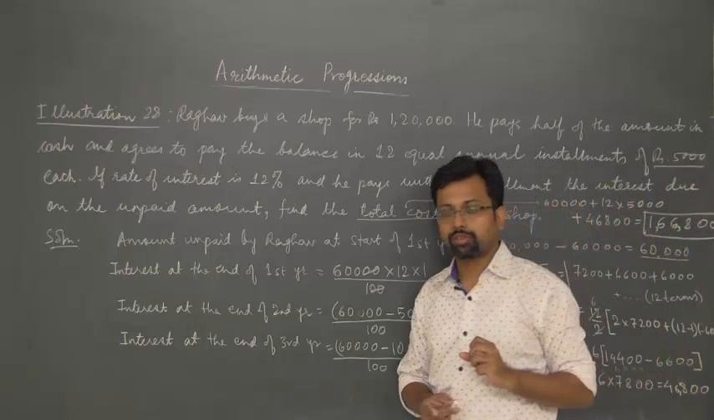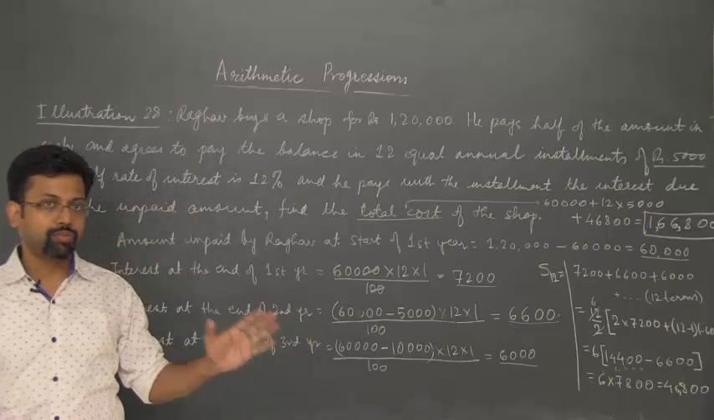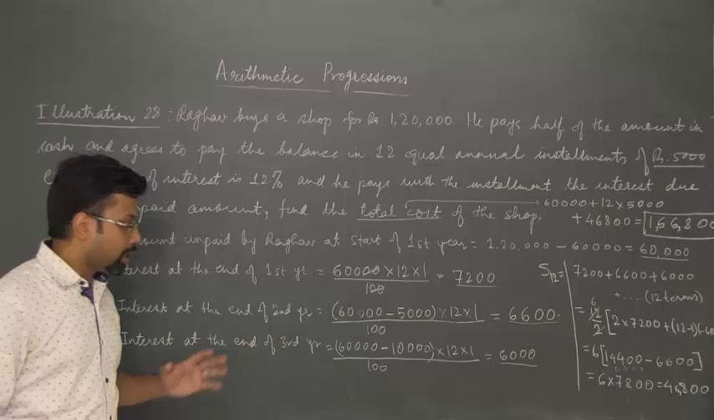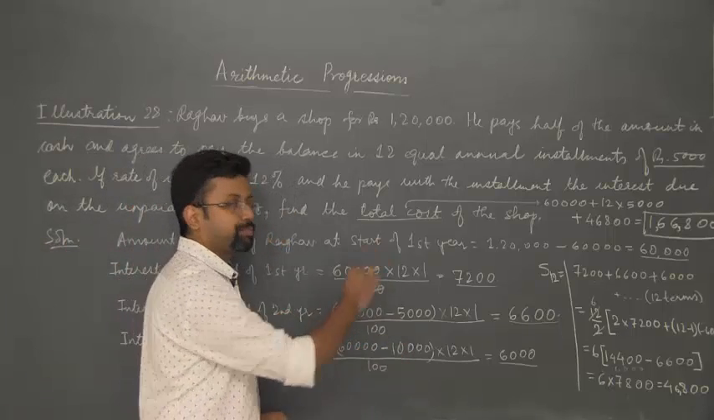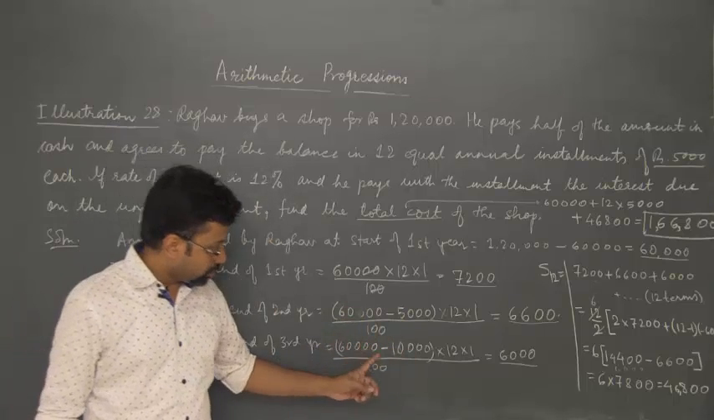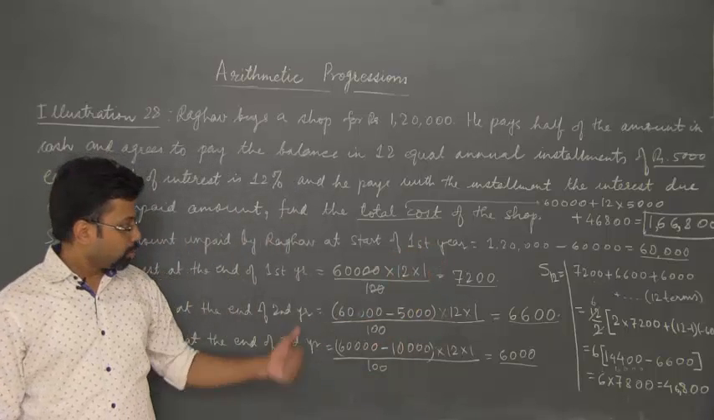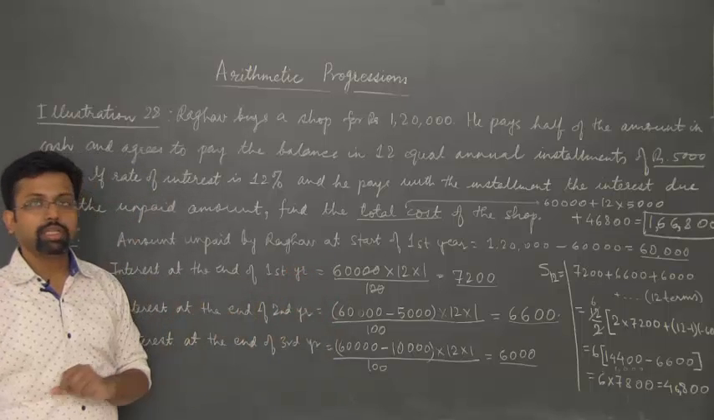of rupees 60,000. So now in the second year he has paid 10,000 rupees, 5,000 in the first year, 5,000 in the second. So for the entire third year, the amount that he has not paid for is 60,000 minus 10,000 rupees, which is equal to 50,000 rupees. So the interest on 50,000 rupees will turn out to be 6,000. So we see here that with each passing year, the interest forms an AP.